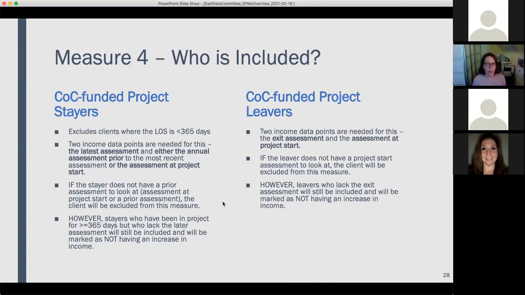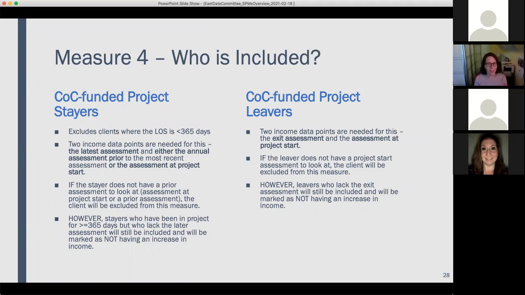So this one, I don't want to go too far into the weeds, but I just did want to note that people sometimes have concerns about who is captured and who's not when it comes to earned income. But for stayers, anybody who's in the project for less than a year isn't going to be captured in this data set, the report out. And then in general, what the system is looking for, both stayers and leavers, is that they have two data points, an earlier financial assessment and a later one. That is different for stayers and leavers, exactly what they're looking for, but they need the 2 data points to figure out if you've increased your income.